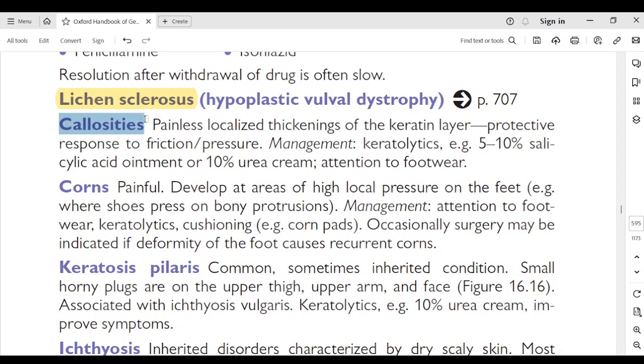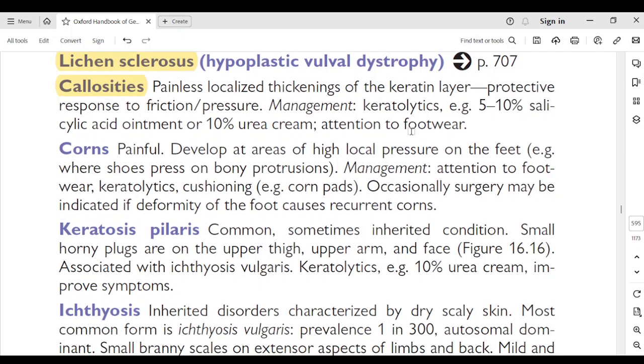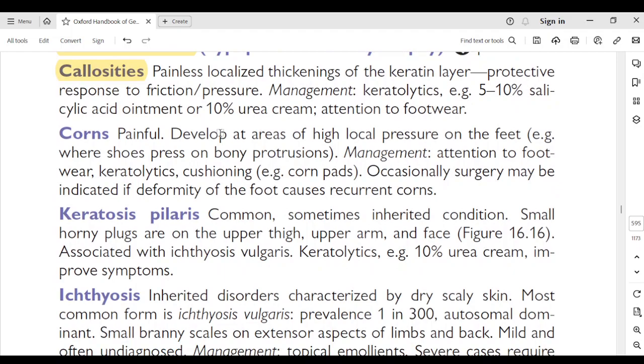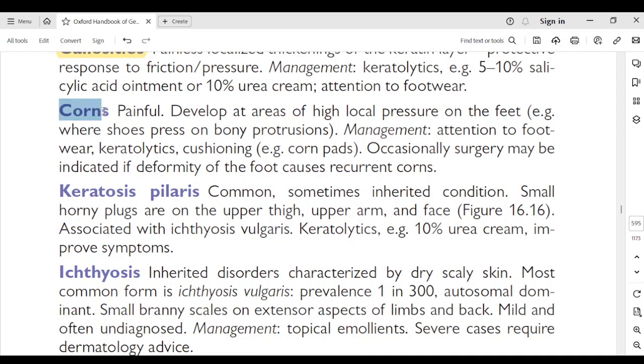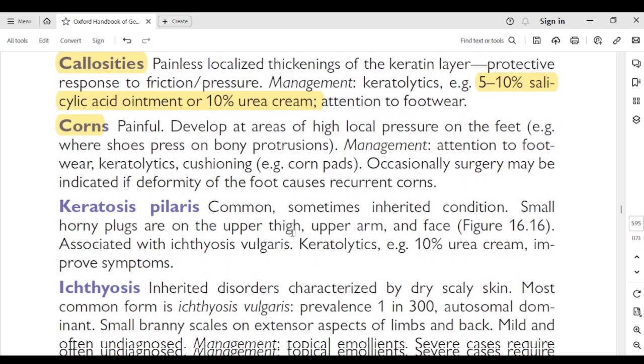We will read there. Callosities: painless localized thickening of the keratin layer, a protective response to friction or pressure. Management: keratolytics, for example 5 to 10% salicylic acid ointment or 10% urea cream. Attention to footwear. So callosities: 5 to 10% salicylic acid, 10% urea cream.